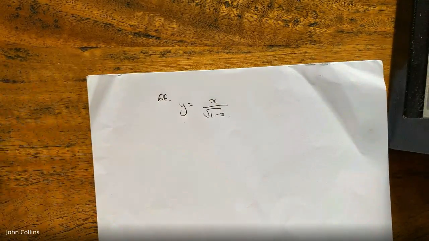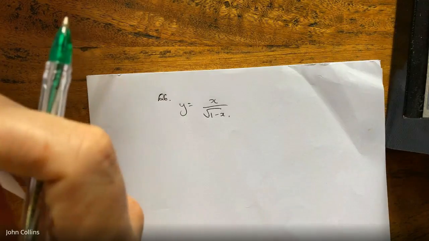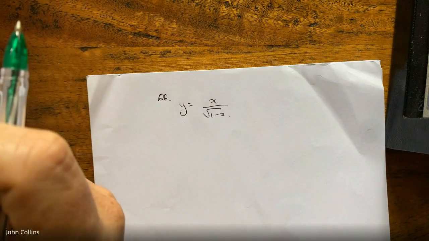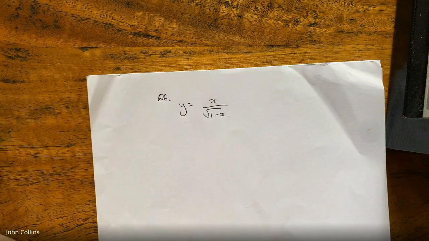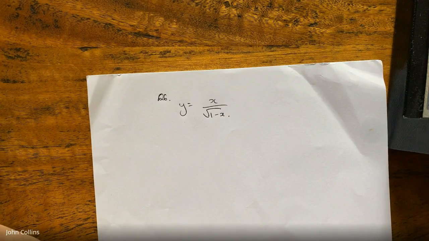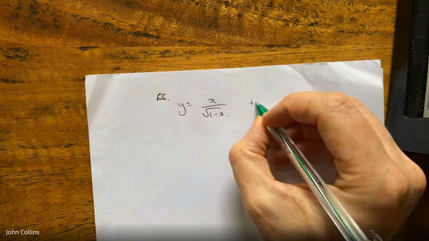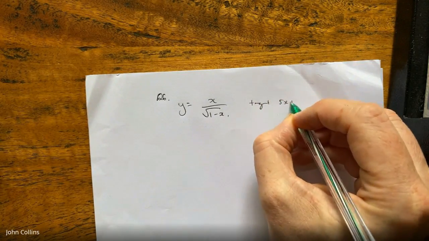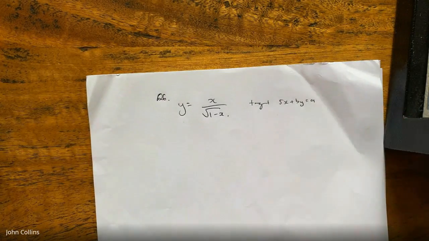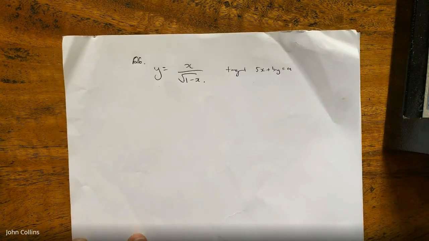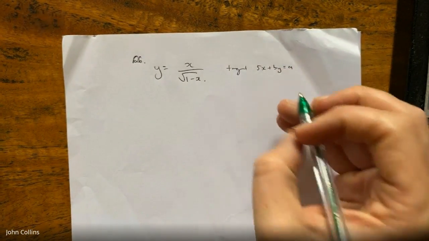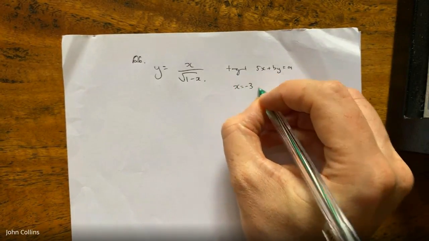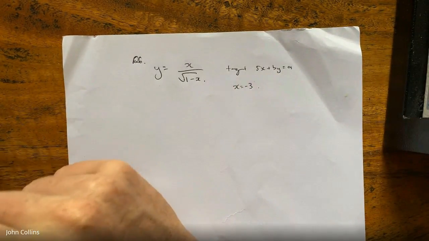Question 6 on whatever page that was. Page 509. So this is a function with a tangent to this: 5x plus by is equal to a, at the point where x is -3. Okay, find the values of a and b.